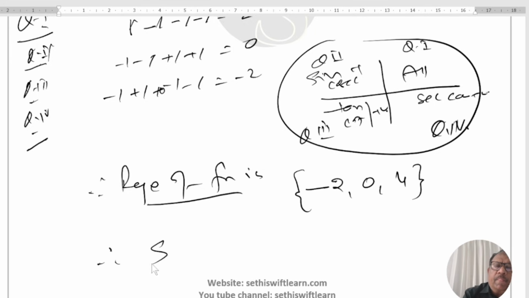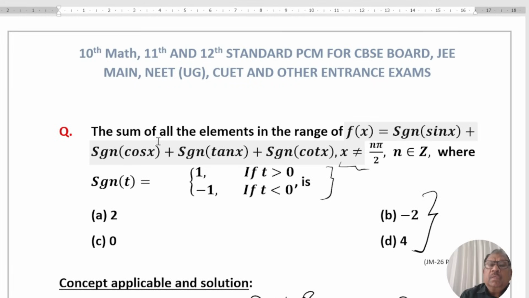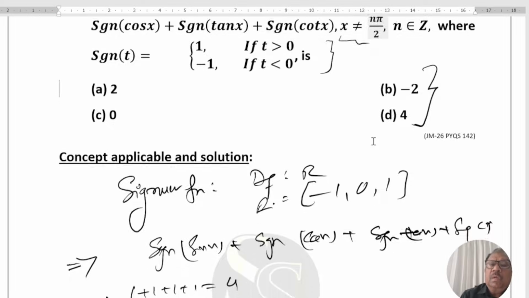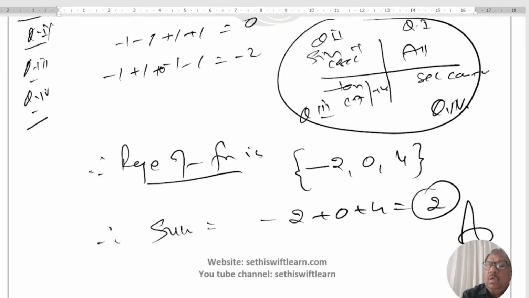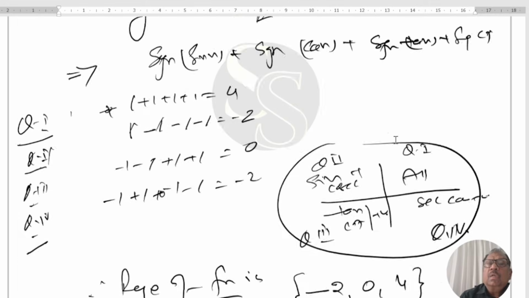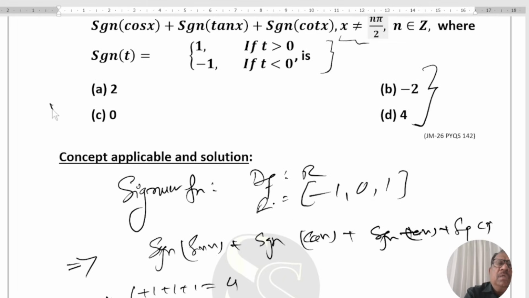Therefore, what do we have to find? The sum of all the elements in the range. So the sum will be minus 2 plus 0 plus 4, that is 2, which is the answer. Let's check. A is the correct option.